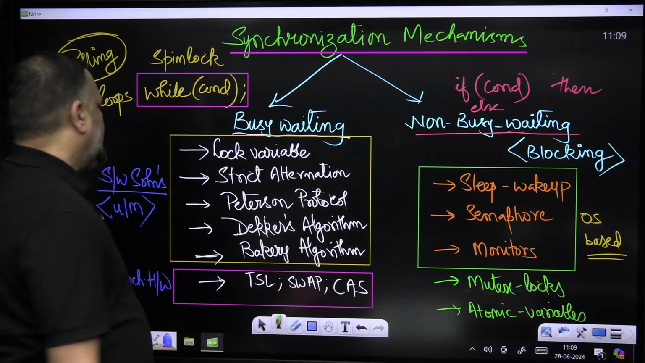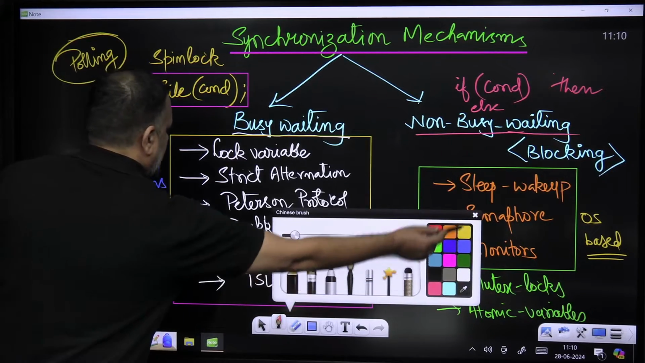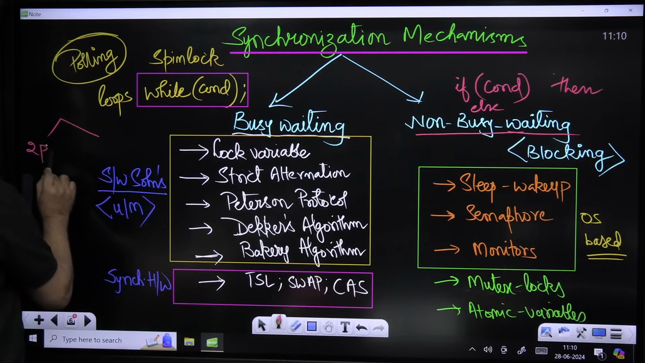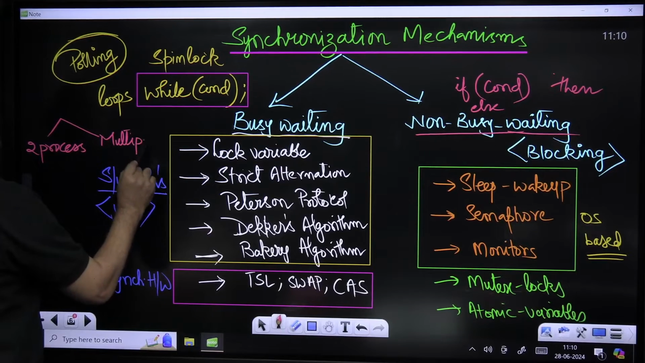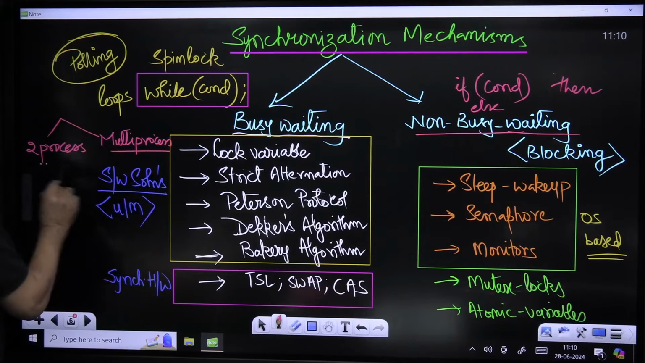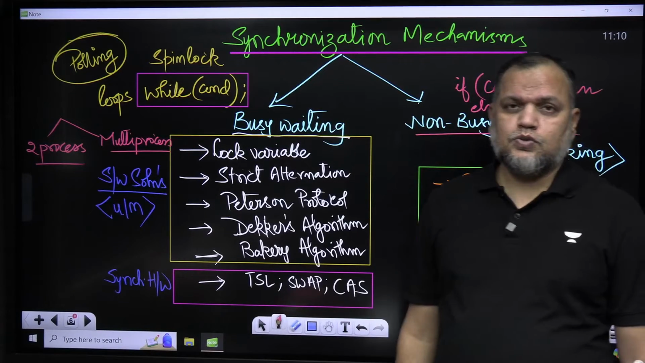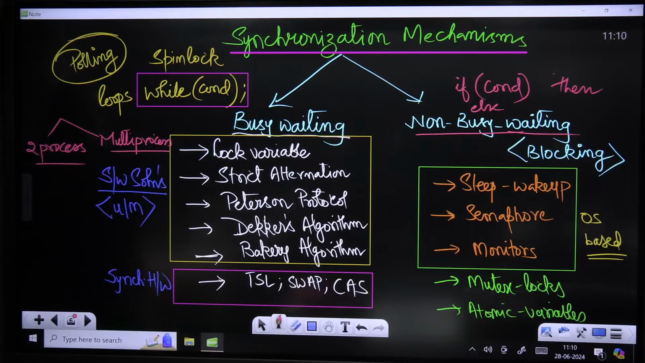Further, I would like to say that these mechanisms can also be categorized as either two-process solution or multi-process solution. Two-process matlab it can work with only two processes. It cannot work with more than two. Multi-process generally means more than two. So boys and girls, this is the entire taxonomy classification of mechanism categorized as busy waiting, non-busy waiting, software, hardware and OS based.